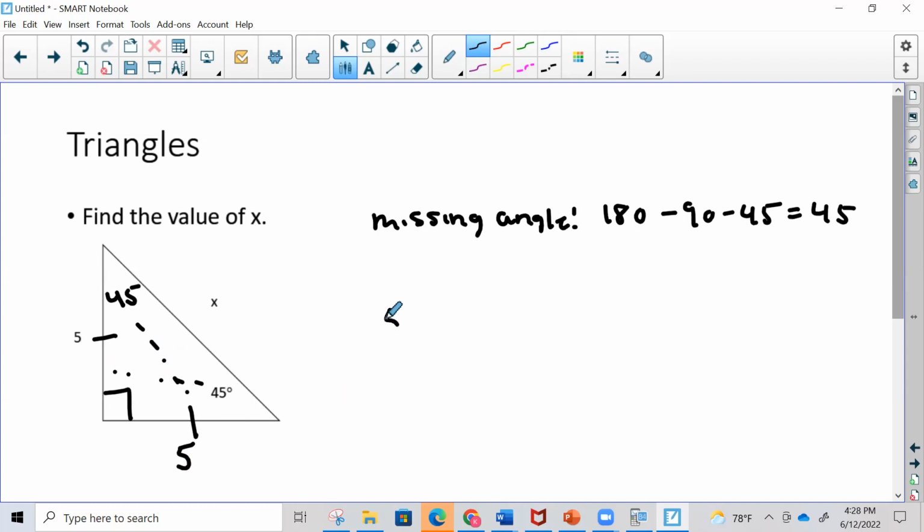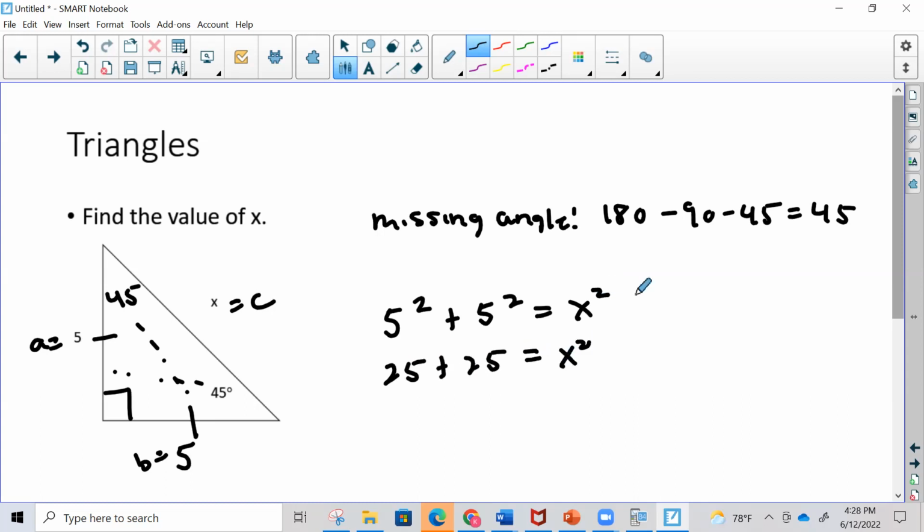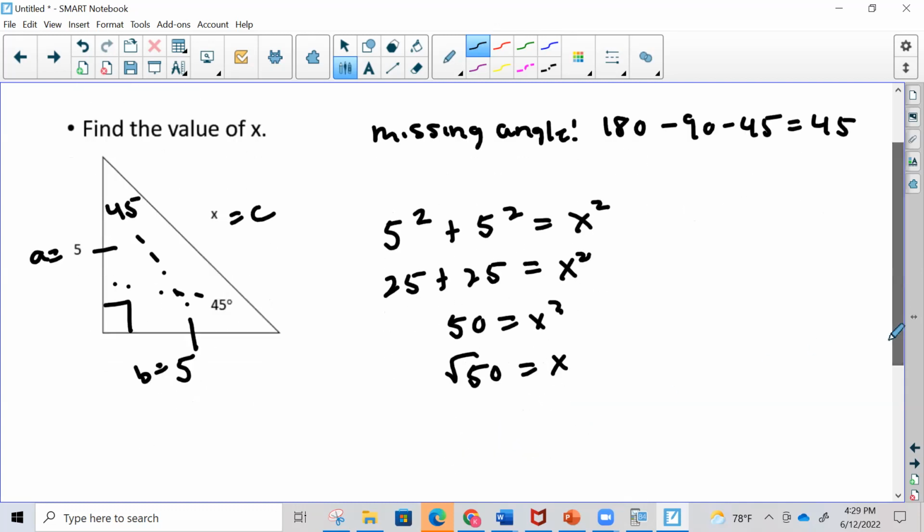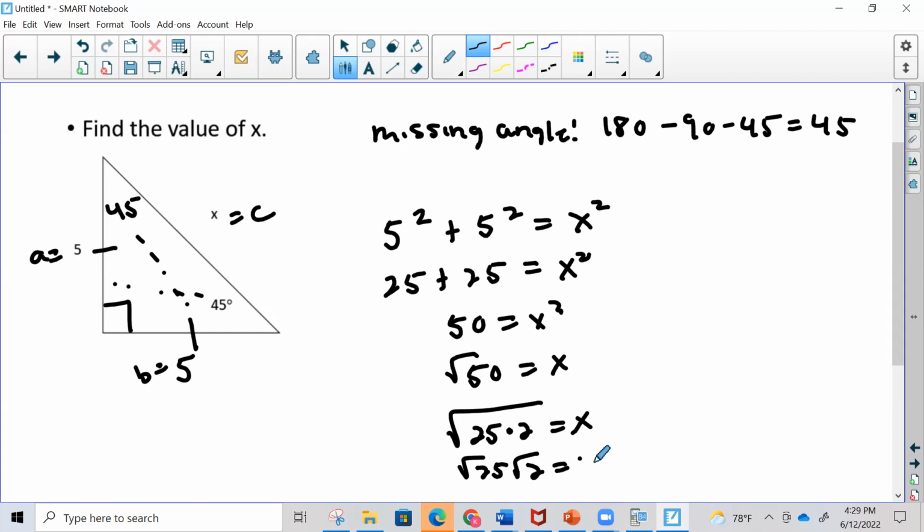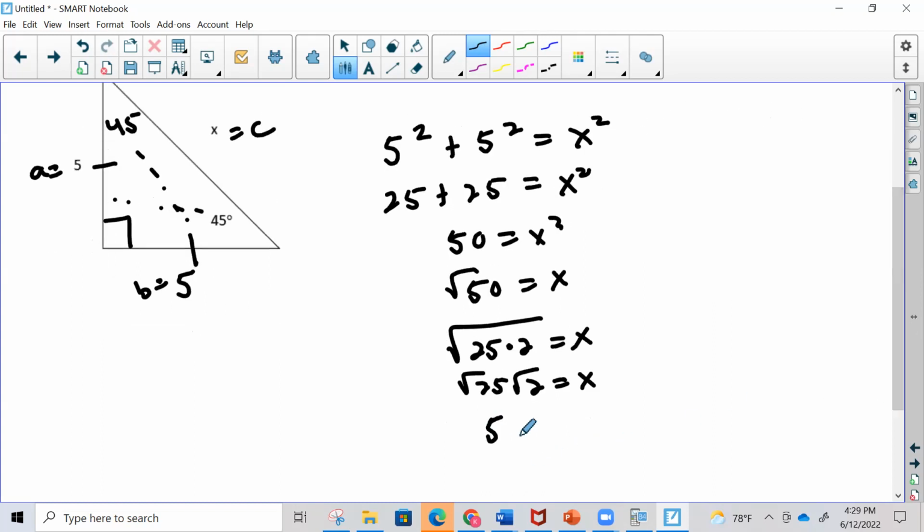And now I can use my Pythagorean theorem to find x. So this would be A, this would be B, this would be C. So we do A squared plus B squared equals C squared. Okay, and then I'm going to simplify. Okay, so I get 50 equals x squared. So this is the square root of 50 equals x. Again, if I'm going to simplify it, I think about one of those perfect squares that divide into it. The largest one is 25. This is 25 times 2. And so I can take the square root of 25 because I know that one. And that's 5 the square root of 2.